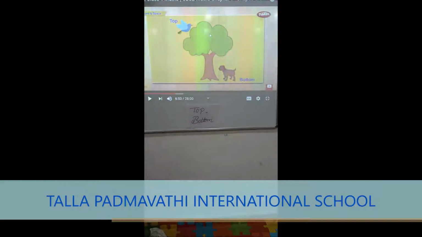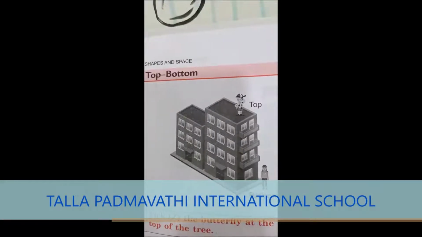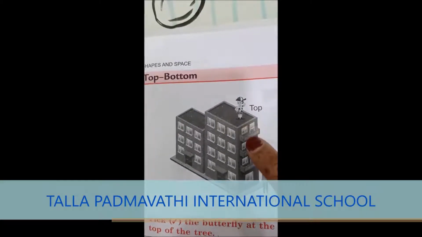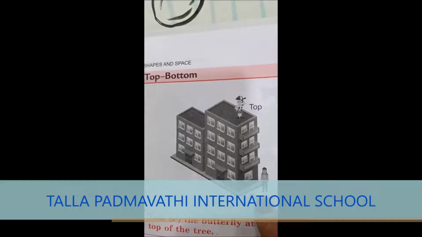Let us see another example. Here you can see the staircase where the dog is on the top of the stairs and the cat is at the bottom of the stairs. Now let us see some exercise bits. Here in the picture, the boy is standing on top of the building, whereas the girl is standing at the bottom of the building.